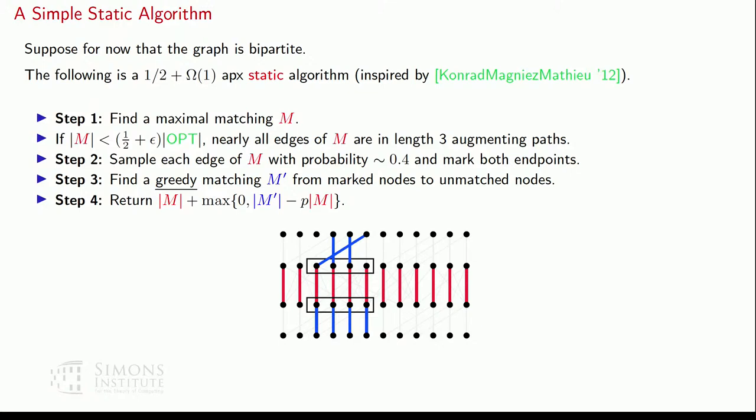Is 0.58 the best you can do with this method, or can... The 0.58 is the best you can do with this method. You have to be a little bit more formal with what this method is, but for a large fraction of algorithms, including this one, this is the best we can do.